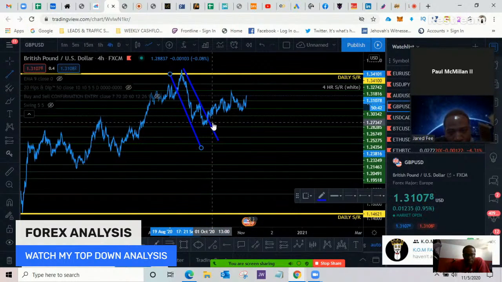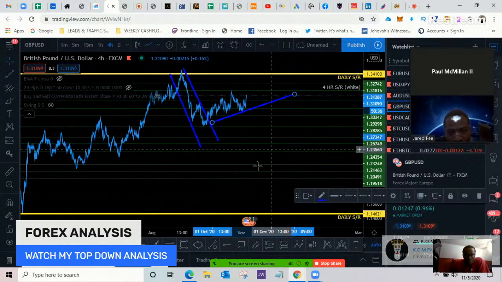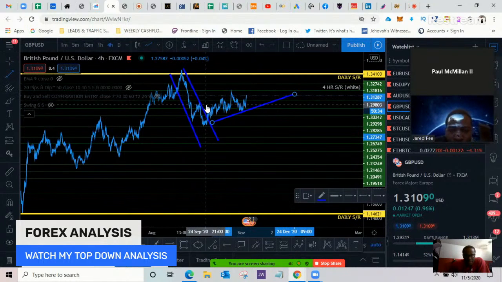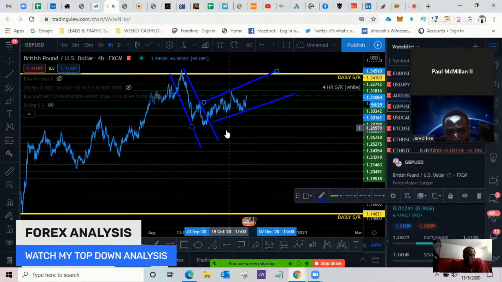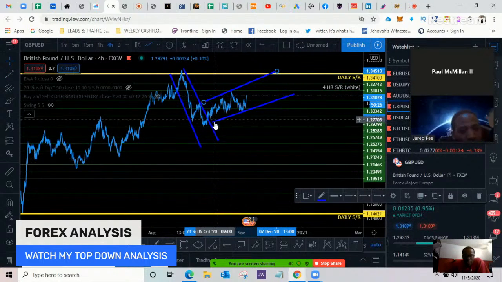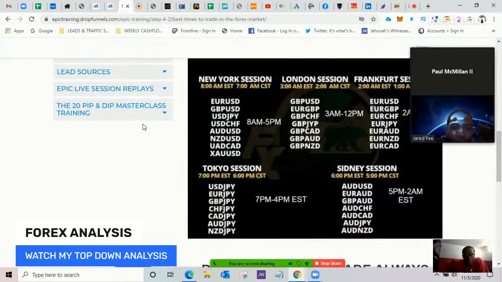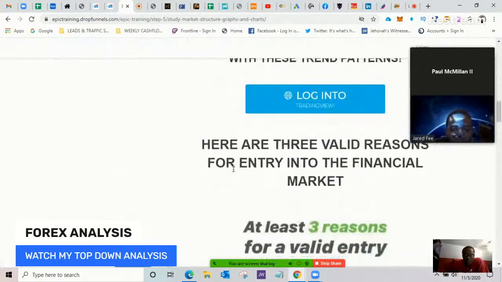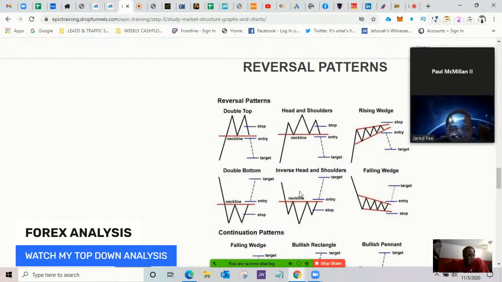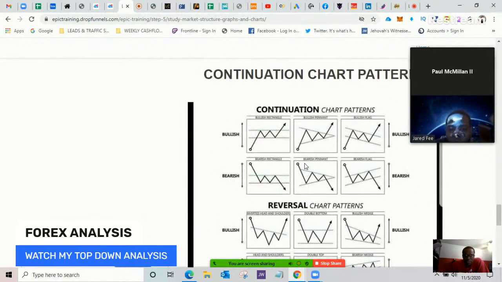So I'm going to start here and go like that. And I'm going to do the same thing on this side. See? Now when I'm looking at this, I could try to figure out what pattern this is actually forming. I'm going to go to my market structure section and identify which pattern. Is it a reversal pattern or is it a continuation pattern? So let's find out.